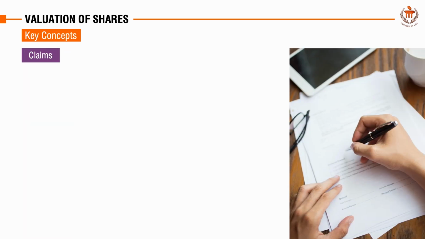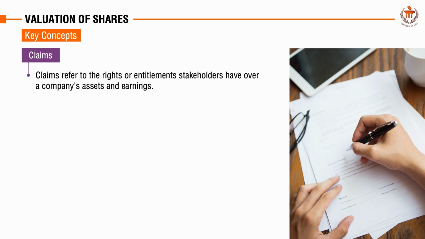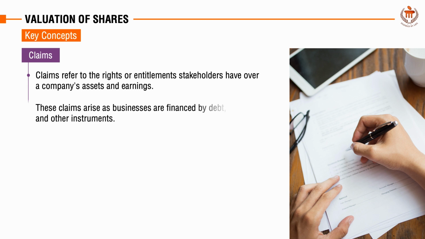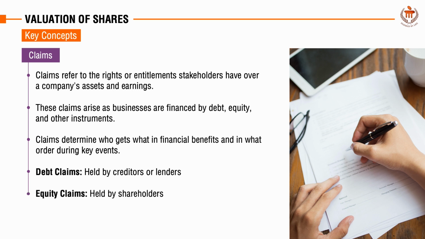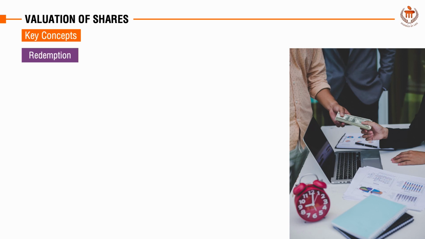When we think of claims, we think of the rights or entitlements that different stakeholders have over a company's assets and earnings. These claims arise because businesses are financed by a combination of debt, equity, and other instruments. Essentially, claims determine who gets what in terms of financial benefits and in what order, especially during critical events like liquidation or profit distribution. Debt claims are held by creditors or lenders, and equity claims are held by shareholders.